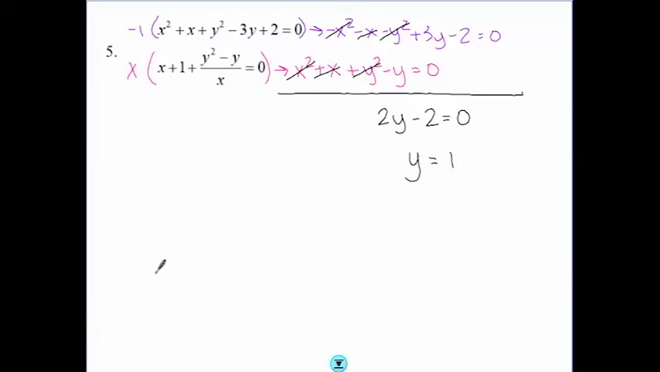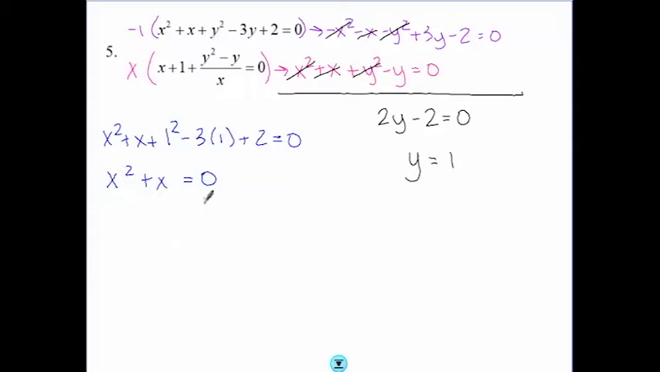Now we need to go back and solve for x. You can use either equation. I'm going to choose the first equation because it's less complicated. So if I have x squared plus x plus y squared minus 3y plus 2 equals 0. When I simplify that, I have x squared plus x. These numbers will cancel out and be 0 equals 0.